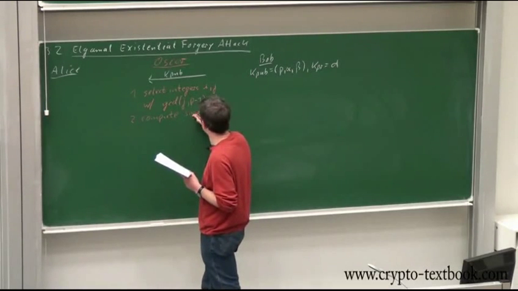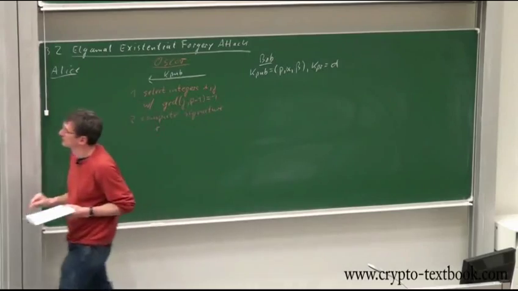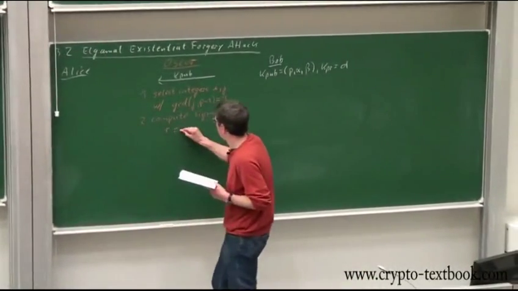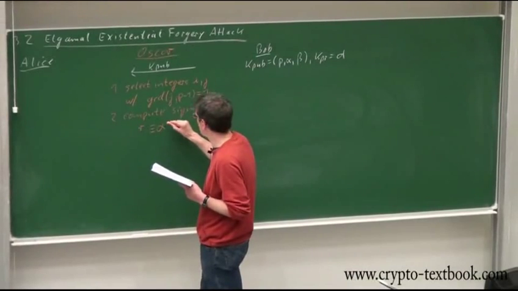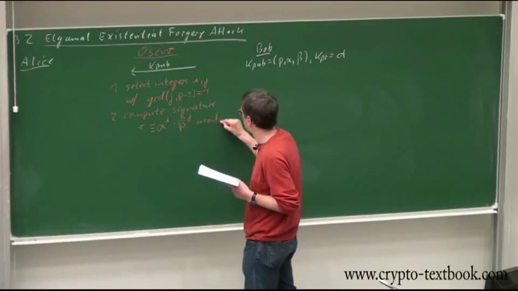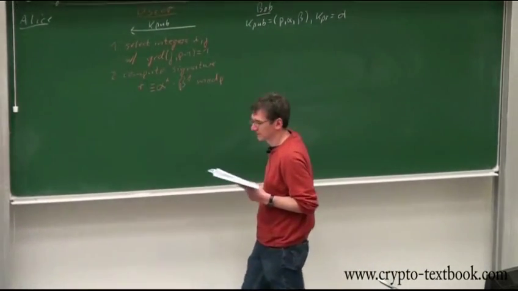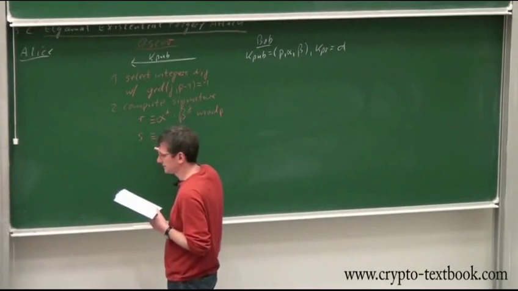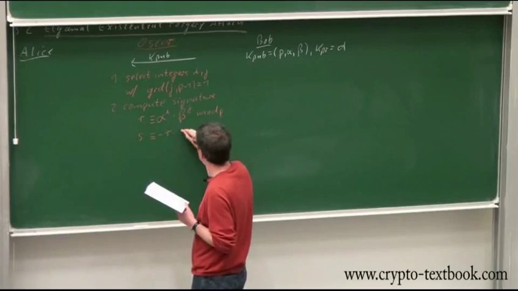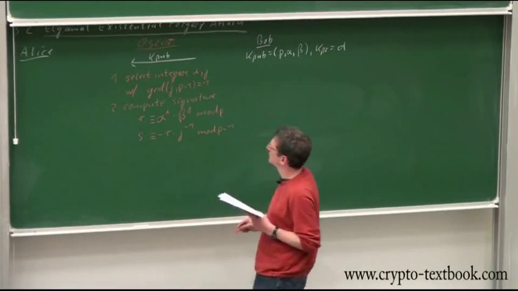Then Oscar computes the signature. This r, namely as alpha to the i times beta to the j modulo p, alpha hoch i mal beta hoch j, and s in kind of a tricky way. This is minus r times the inverse of j mod p minus 1.